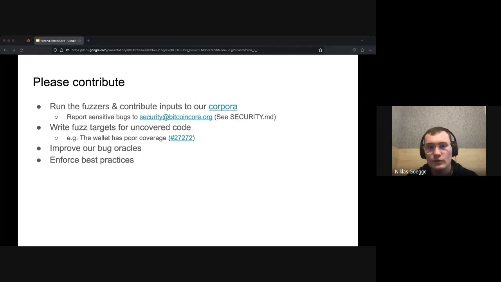You can write targets for code that is uncovered. For example, our wallet has pretty poor coverage. I think only coin selection has a fuzz target, but that's about it.